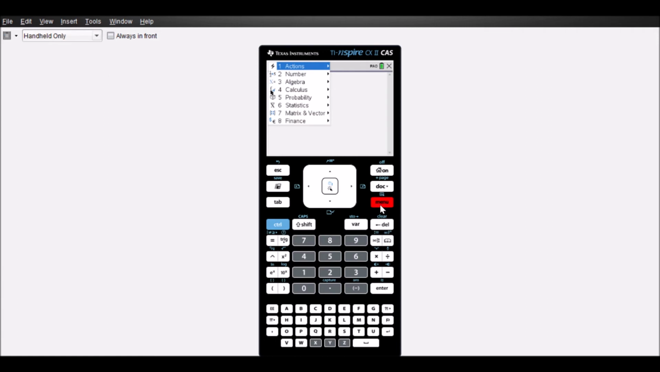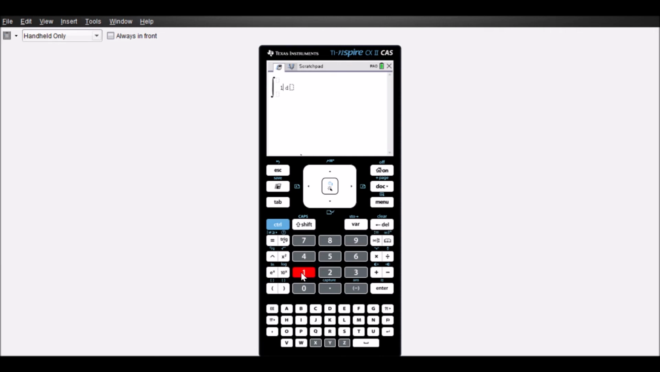So we're going to do menu. I'm going to come up here to number 4, which is calculus. 3, which is the integral. Click it. Now, since this is an indefinite integral, we're going to leave these two blank. So I'm just going to hit tab twice. Brings me into my main body.